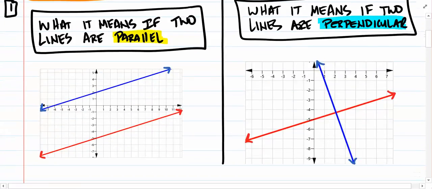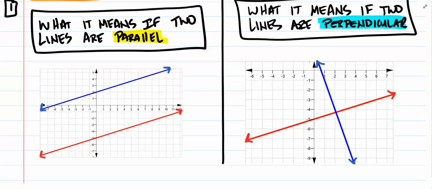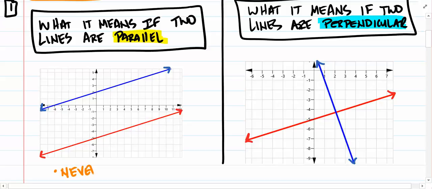Box number 1 says this: what does it mean if two lines are parallel, versus what does it mean if two lines are perpendicular? Well, here is what it means for two lines to be parallel. I have a picture down below of two parallel lines. One is blue, one is red. These two lines are parallel because they are two lines that lie in a coordinate plane that never ever intersect. So two lines that lie in the coordinate plane, but they never intersect, meaning they never cross each other and they never touch.